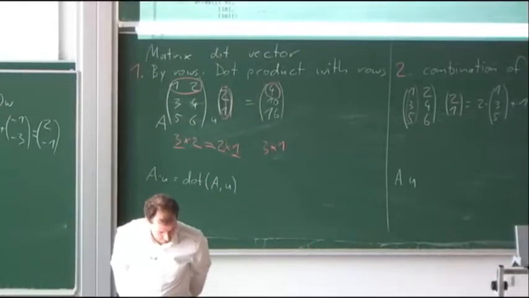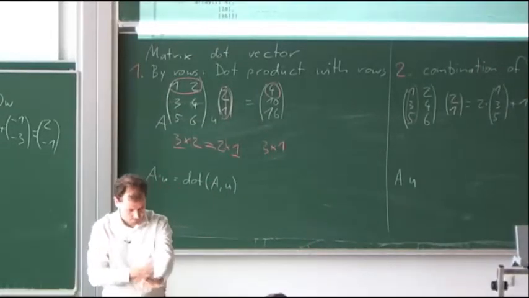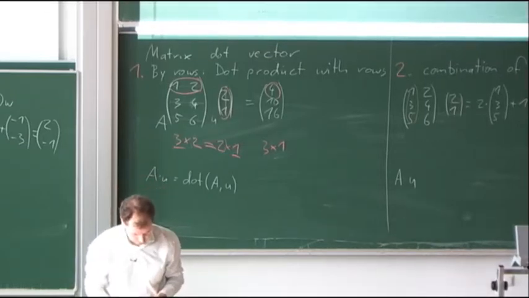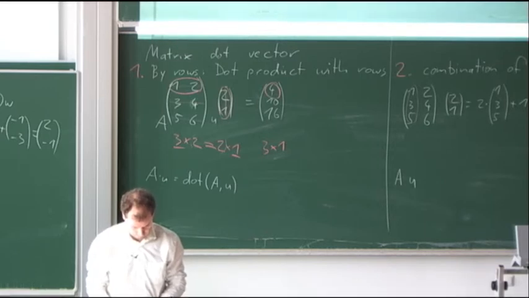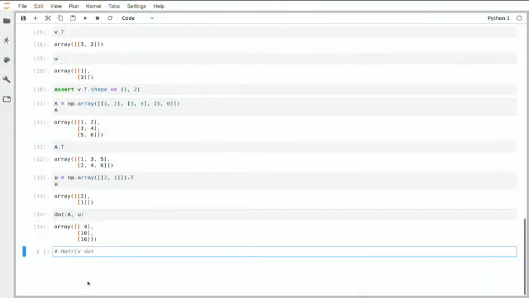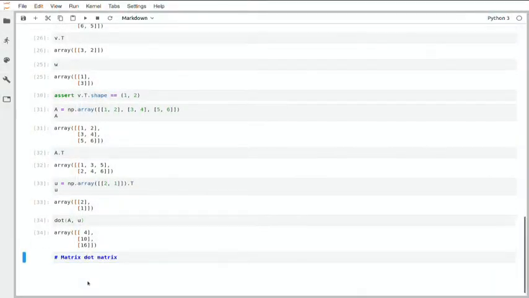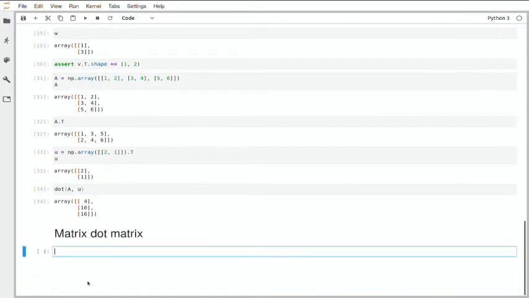Okay, and then the last thing that you will need for the exercise sheet is to multiply two matrices. So let's come up with the matrix dot matrix. Let's first define two matrices A and B. So A is np.array, [1, 0, 1] is the first row, and then the second row will be [0, 1, 1].